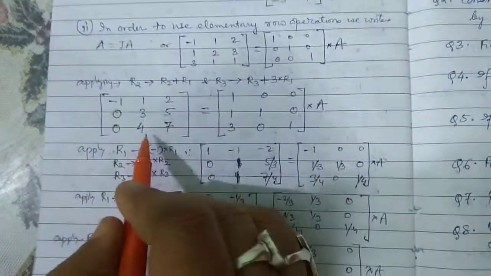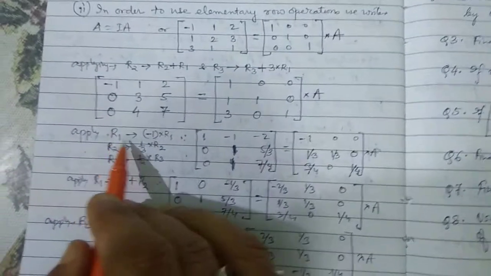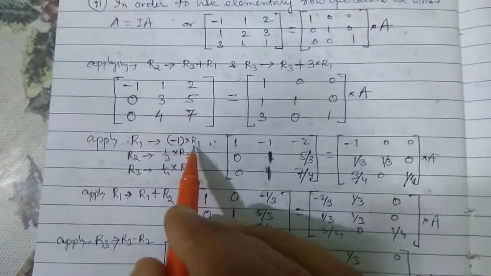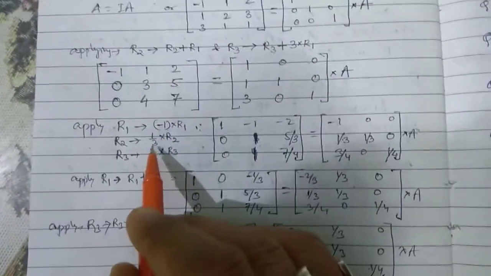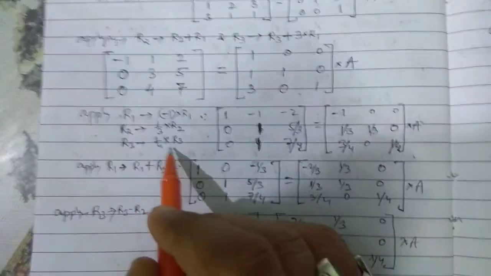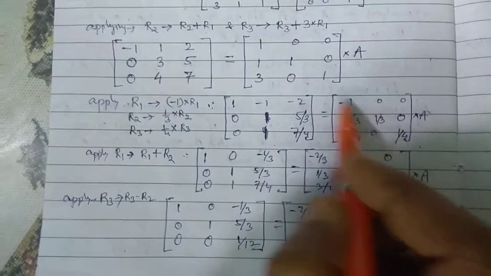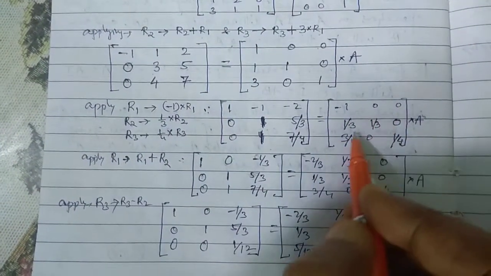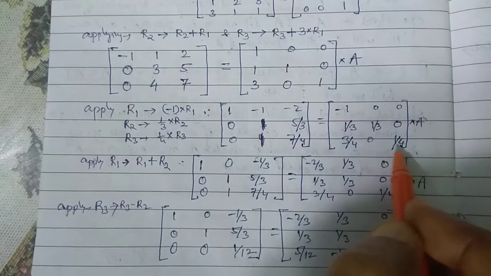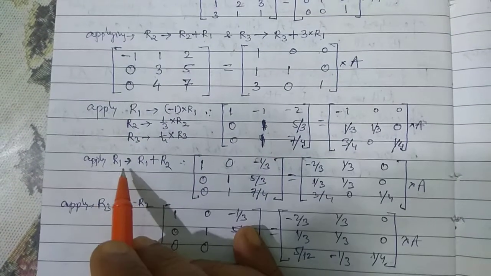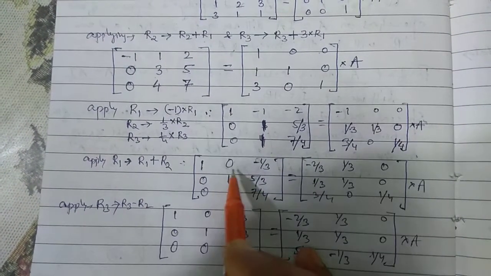First of all, with these two operations we are getting this one. The next apply R1 is equal to minus 1 into R1. And R2 is equal to 1 by 3 into R2 and R3 is equal to 1 by 4 into R3. So we are getting this one. 1 minus 1 minus 2, 0, 1, 5 by 3, 0, 1, 7 by 4. This you are getting minus 1, 0, 0, 1 by 3, 1 by 3, 0, 3 by 4, 0, 1 by 4 into 1. Again apply R1 is equal to R1 plus R2, then this part becomes 0.